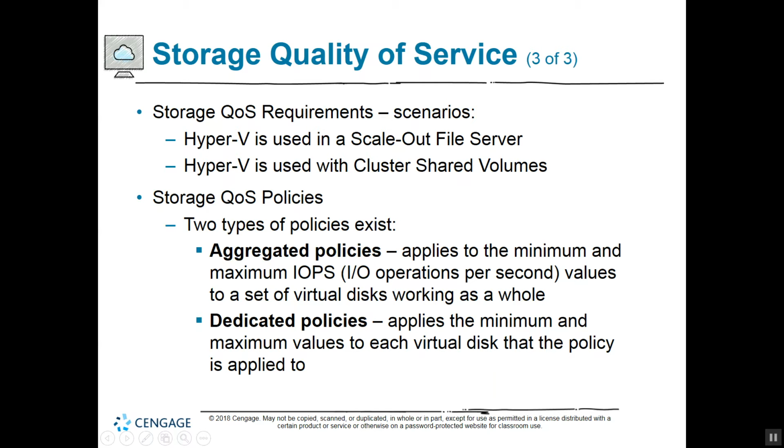Now when we're talking about storage QoS, Hyper-V is used in a scale-out file server or a cluster shared volume. Okay, there's two types of policies that exist in storage QoS. Aggregated policies, and that applies to the minimum and maximum IOPS values to a set of virtual disks working as a whole. And we've also got dedicated policies as well.